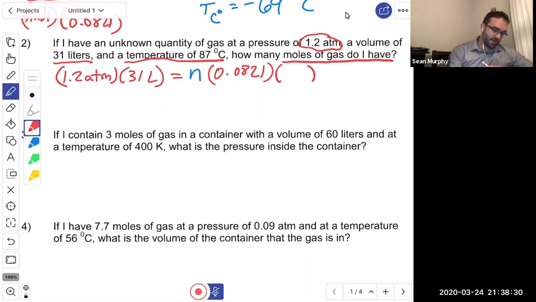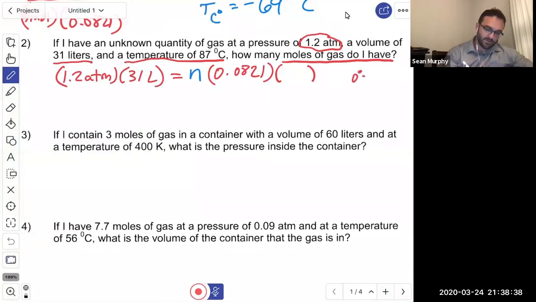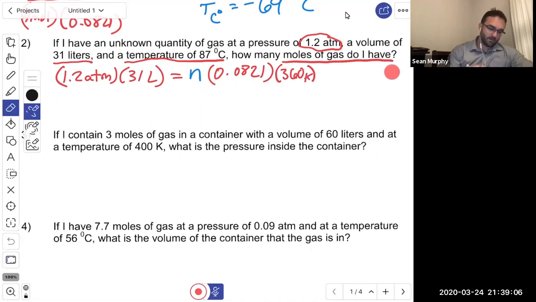Well, if we know that 0 degrees C equals 273, and we have 87, that means we've increased on the left-hand side by 87. Therefore, we've got to increase on the right-hand side by 87. So let's do 273 plus 87, 360. So we have 360 K for Kelvin. All right, do some quick erasing.